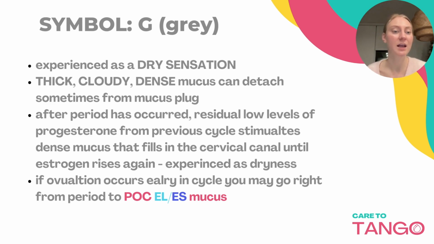Now, we said a couple slides ago how you might see that kind of thick, cloudy, dense mucus mixed with moist, and that can happen once that G mucus that was filling in the cervical canal falls out a little bit. So if you do see that moist, you need to chart that as EL, and that would be a fertile day. But sometimes we can just see cell slough or a little bit of that G mucus without that moist sensation. You can chart that as G and it would be infertile.